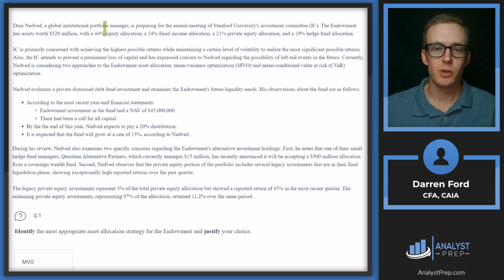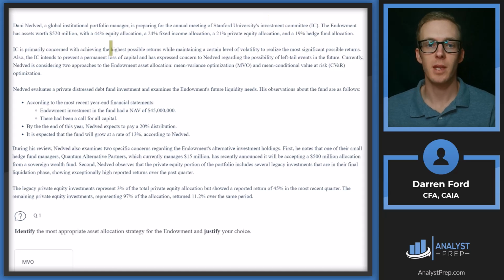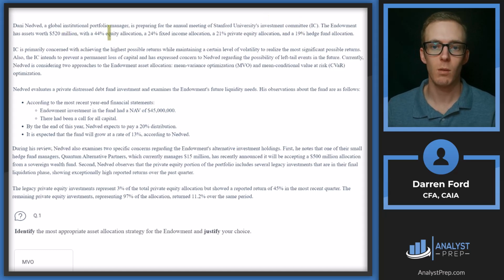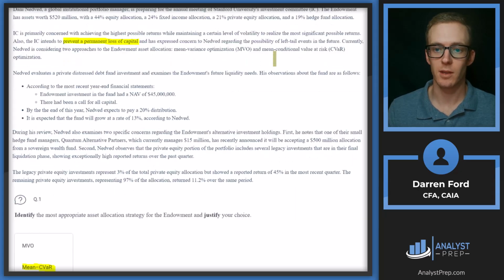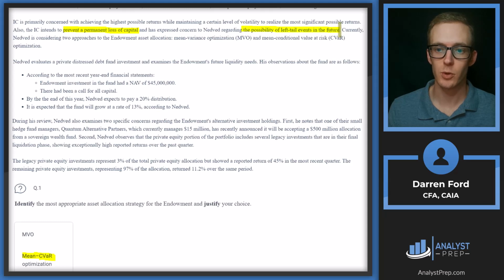Dani Nedved, a global institutional portfolio manager, is preparing for the annual meeting of Stanford University's investment committee. The endowment has assets worth $520 million, with a 44% equity allocation, 24% fixed income allocation, 21% private equity allocation, and 19% hedge fund allocation. The IC is primarily concerned with achieving the highest possible returns while maintaining a certain level of volatility to realize the most significant possible returns. Also, the IC intends to prevent a permanent loss of capital. That's important. And has expressed concern to Nedved regarding the possibility of left tail events in the future.